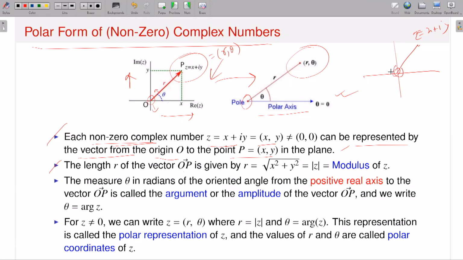So this is the distance from the origin to the vector, so this is nothing but modulus of z. Therefore r is modulus of z, which is nothing but square root of x square plus y square. And what is my angle theta?